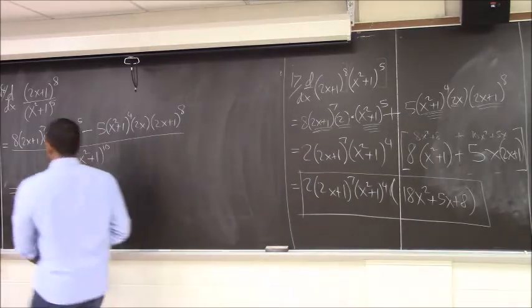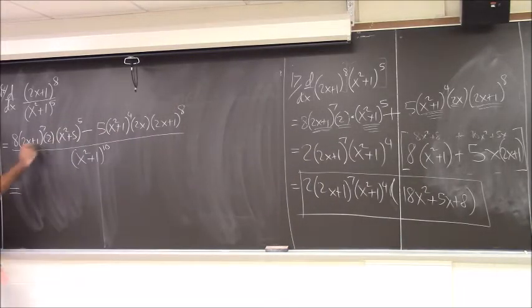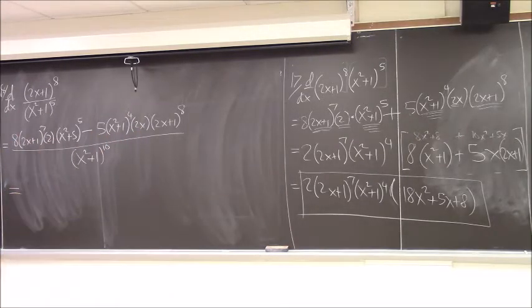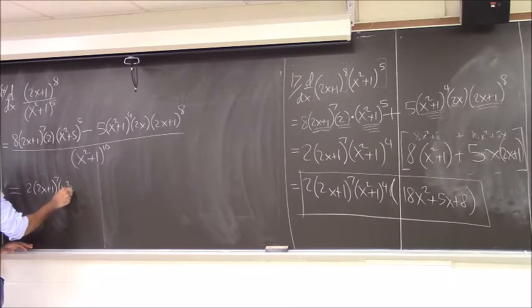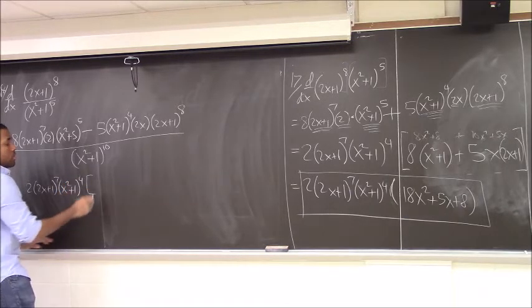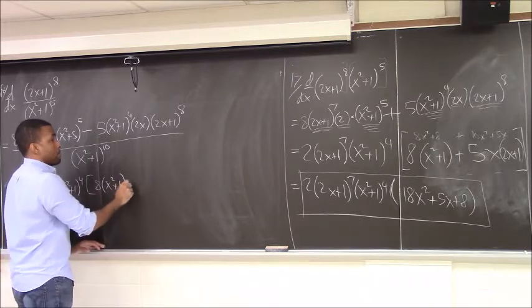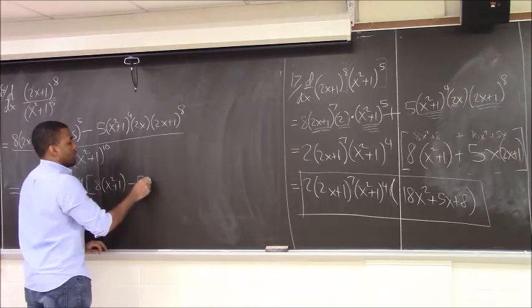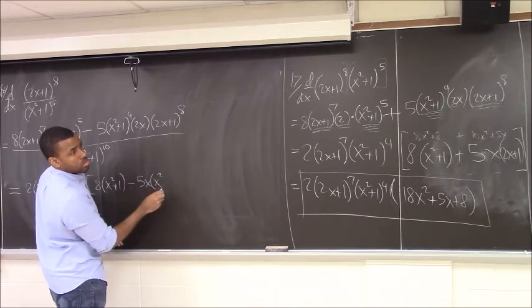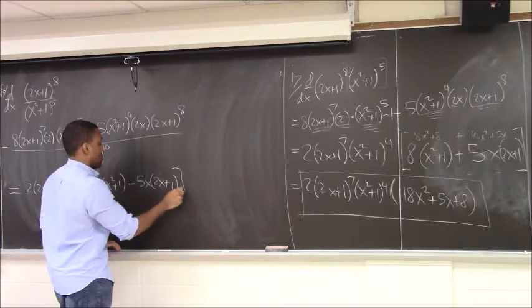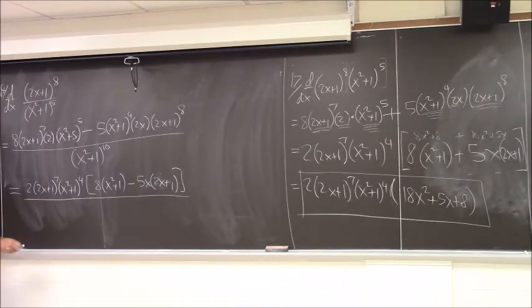So we're saving ourselves some work here. But it's the same idea, the same process we went through here to figure that out. We're going to do that here to figure out the numerator. So it's going to look pretty much like that. It's going to be 2 times 2x plus 1 to the 7 times x squared plus 1 to the 4th. Then we'd have 8 times x squared plus 1 minus 5x times x times 2x plus 1 all over the bottom squared.